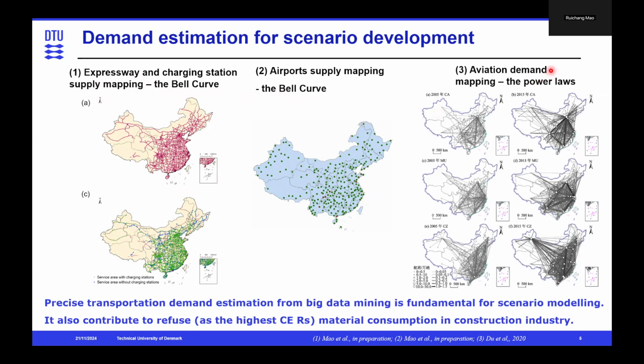But for the real aviation demand mapping, we can see from this paper conducted in 2020 that only mega cities like Beijing, Xi'an, Guangzhou, Shenzhen, and Shanghai have the most connections for the real demand. That is to say, for scenario mapping, demand estimation is very important. Demand estimation from big data mining will be fundamental for scenario modeling, and it will also contribute to refusing material consumption in the construction industry. If the demand will not grow and will not be there, we may refuse to build any more transportation infrastructure.